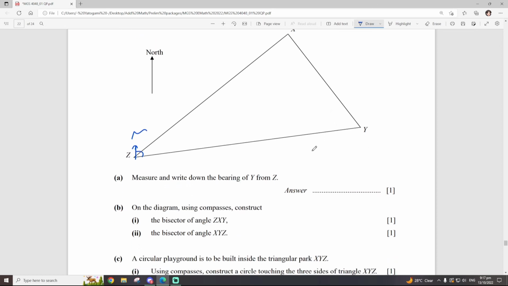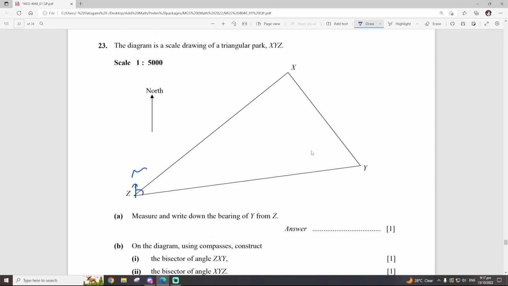On the diagram, using compasses, construct the bisector of angle ZXY. To construct an angle bisector, you put your compass on X, then you draw two equal distances. Then you put your compass needle on each of those points, then you draw an arc. So it will look something like this. And then on this side, you do the same thing. The two arcs have to be big enough so that they intersect. So it will look something like that.